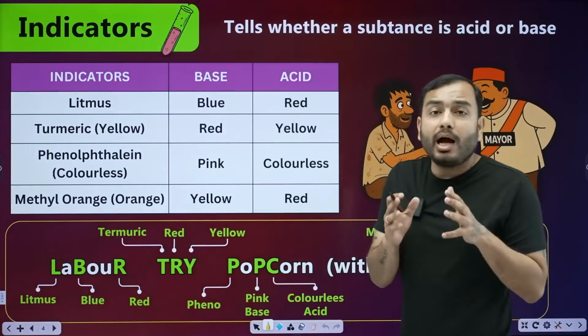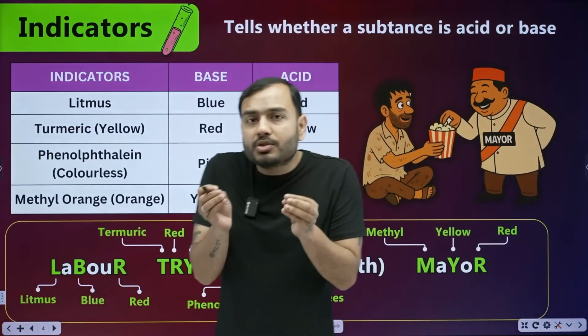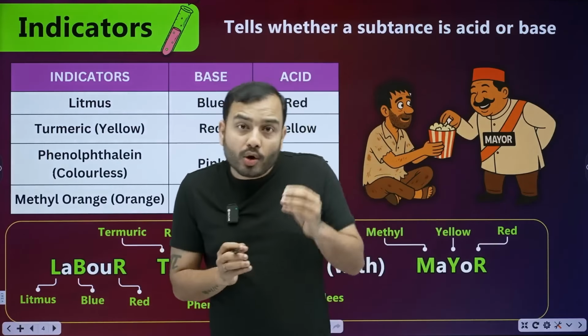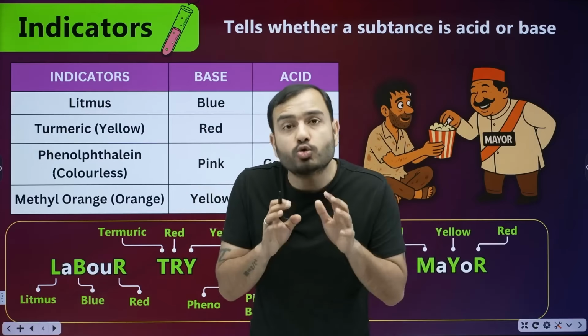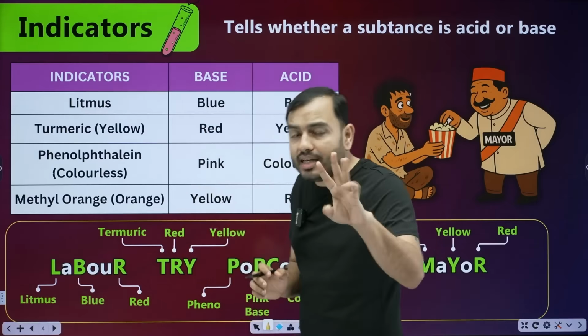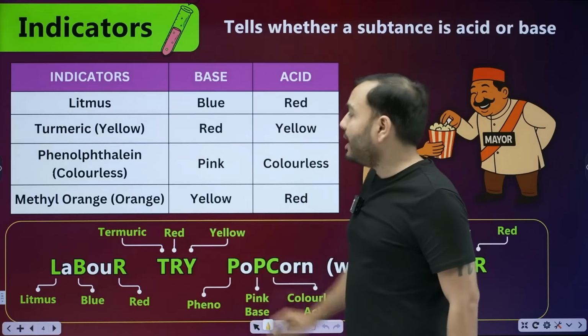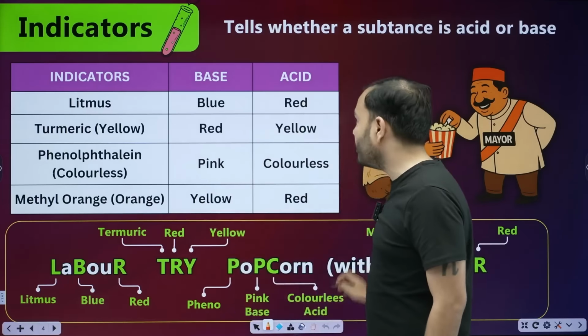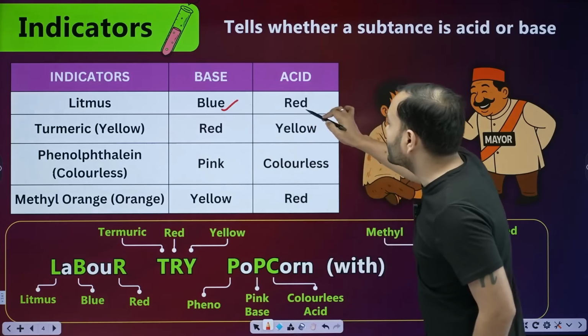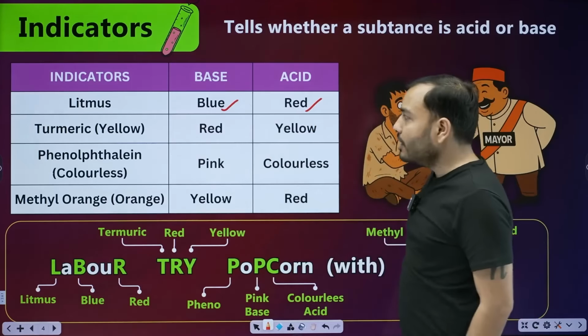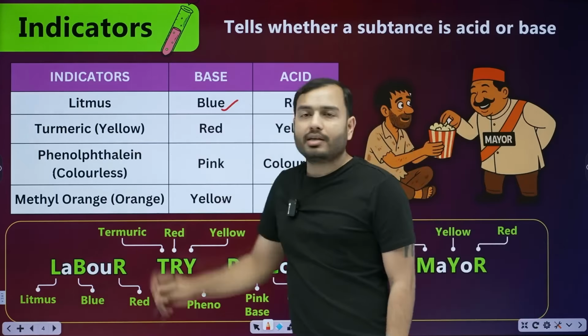Okay, let's move ahead. Now come indicators. Such substances that can identify whether something is acid or base, we call them indicators. We have to memorize 3 indicators. First is litmus. This is widely heard. What color does litmus give to base? Blue. What color does it give to acid? Red. Second is turmeric, meaning haldi.